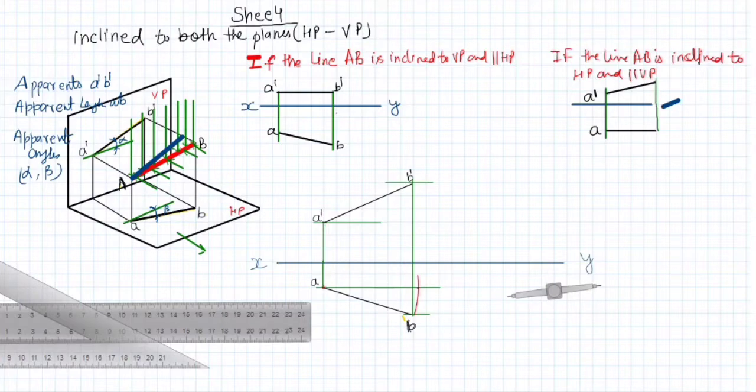Let us mark that as B1. This is our B1 point. So this is the new position of B, which is obtained by making the line inclined to HP only and parallel to VP.